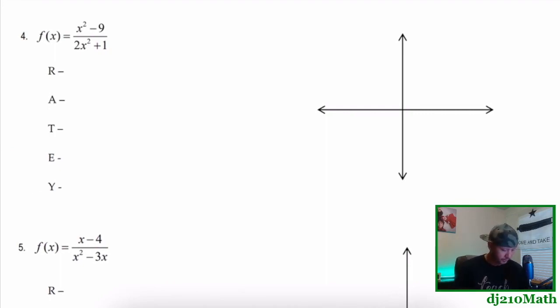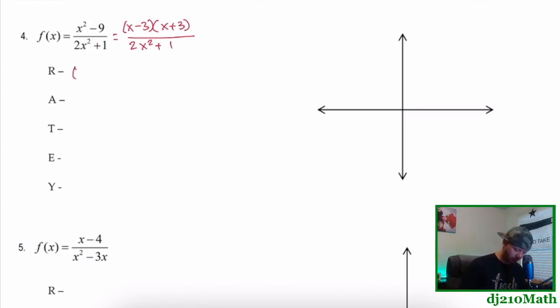All right. Number 4. I see that the top is a difference of squares. So factoring the top, we get x minus 3, x plus 3. Denominator, x squared plus 1. Nothing we can do. All right, setting the top equal to 0, x minus 3, x plus 3, this is x is equal to 3 and -3. These are the x-intercepts.